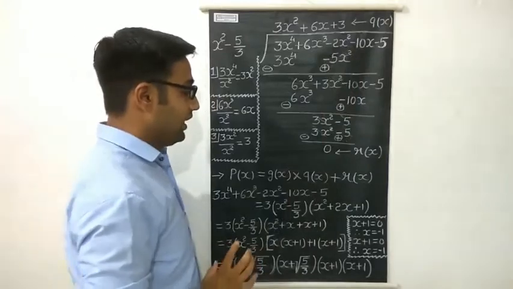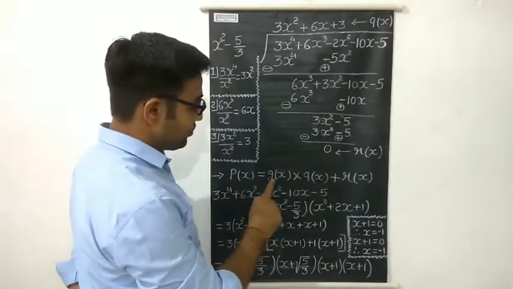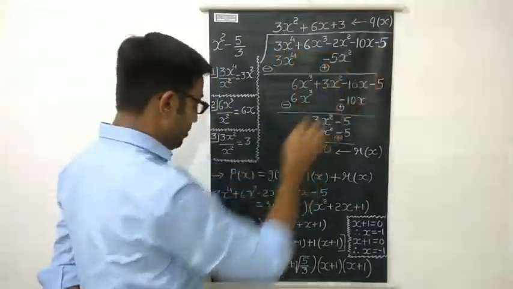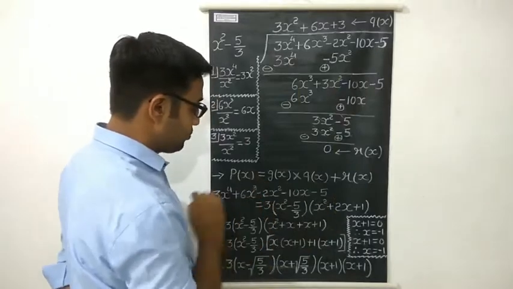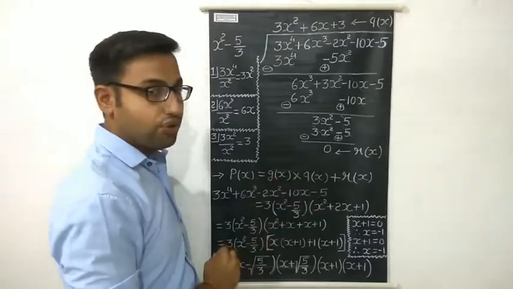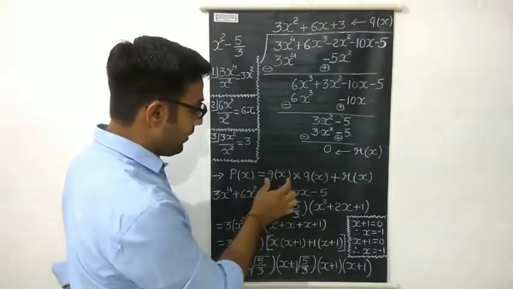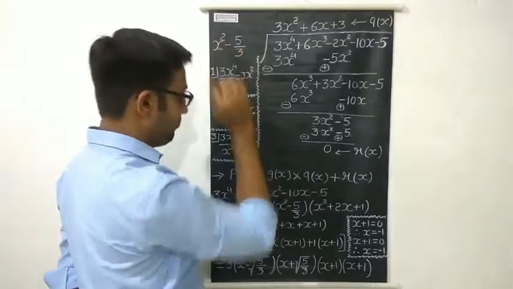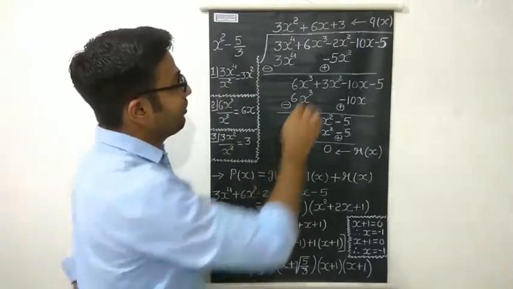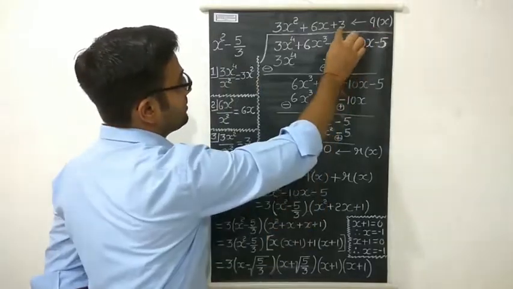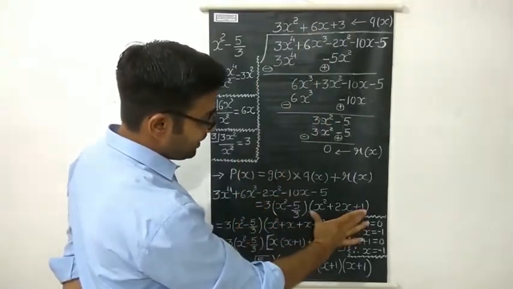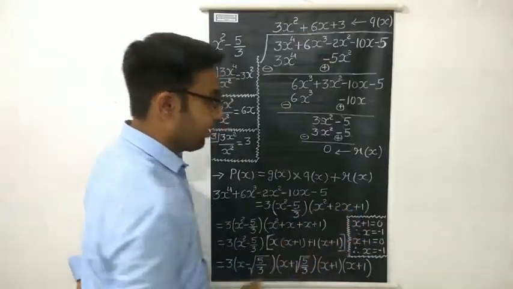According to the division algorithm, p of x is equal to g of x into q of x plus r of x. Our p of x is this whole polynomial, and since r of x is 0, we remain with only g of x into q of x. We know g of x is x^2 - 5/3, which I have written as it is. From this quotient polynomial, we can see that 3 is common, so I have taken 3 as a common factor. What remains is x^2 + 2x + 1.